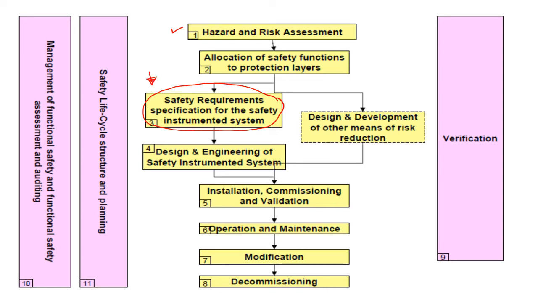We have already done the hazard and risk analysis through HAZOP, fault tree analysis, or different techniques we have discussed. Then we have allocated the safety function to the protection layer, where we are discussing the safety instrumented function and safety instrumented system. So now the safety function has been allocated to the protection layer. There is a need to specify the safety requirement specification for the SIS, right? So let's discuss in more detail.